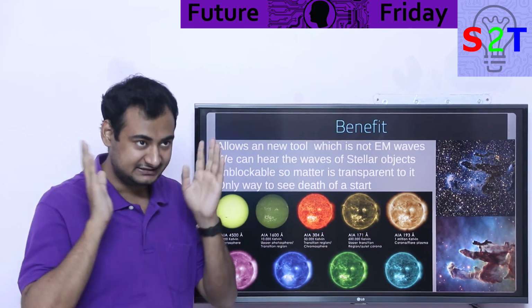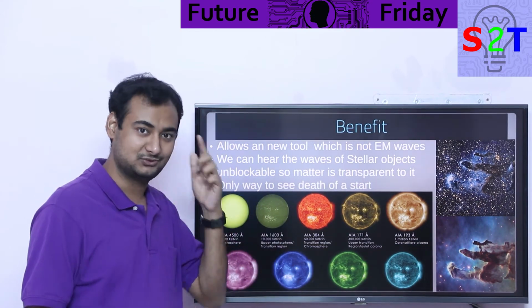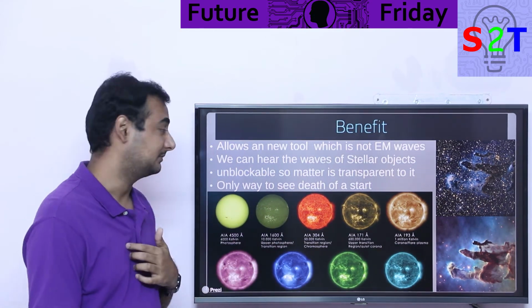Let that sink in. It's tangibly vibration. What is the vibration? Basically sound. So we are hearing black holes going boom. So that is a very interesting aspect of that.